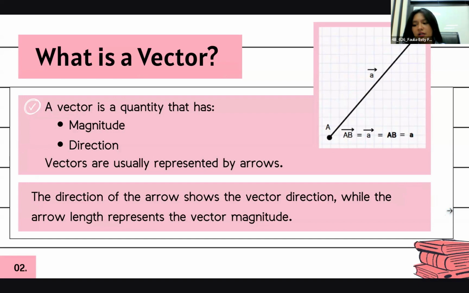Now, let's learn how to represent factors. A factor can be written in the form x, y. For example, factor A equals 3, 4. This means 3 units in the x direction and 4 units in the y direction. Do you understand? Yes, Miss.